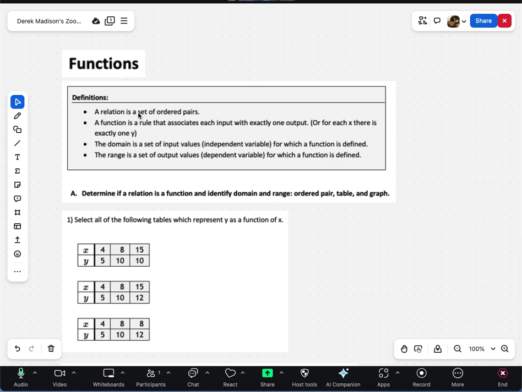First one is a relation, which is a set of ordered pairs. So just like looking down here at this first example, these would all be examples of relations. We have an input and an output. There's no other conditions on that other than there's just a set of ordered pairs.